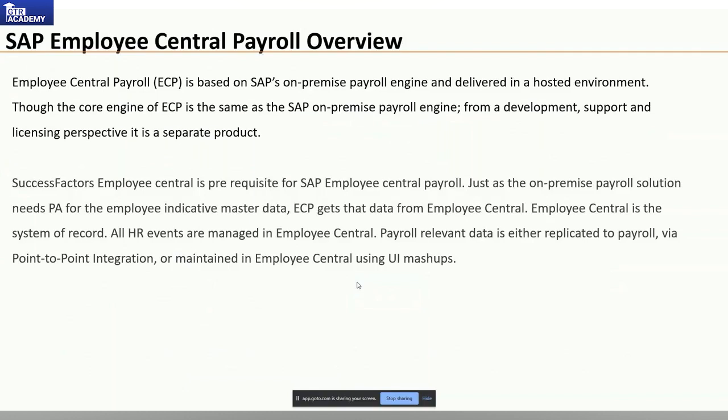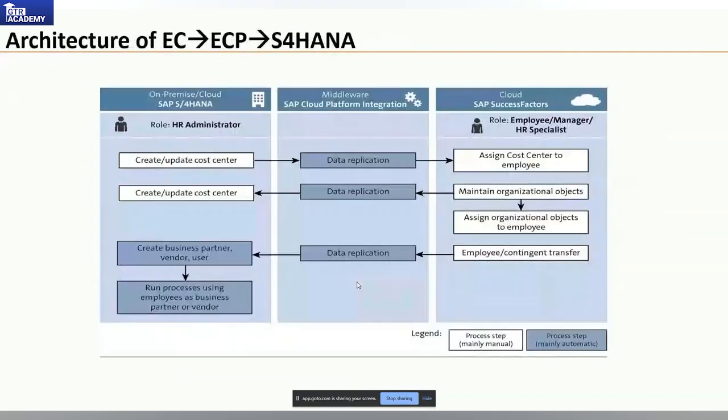Okay. Now, as I was mentioning, this would be your architecture when it comes to EC, ECP, and S4HANA, three different systems. Why we are seeing this is to understand, when you're designing your solution at the initial stage itself, how the data should be replicated from one system to other systems, because this is very important for you at the initial level, or else you will have problems later in the middle of the implementation.